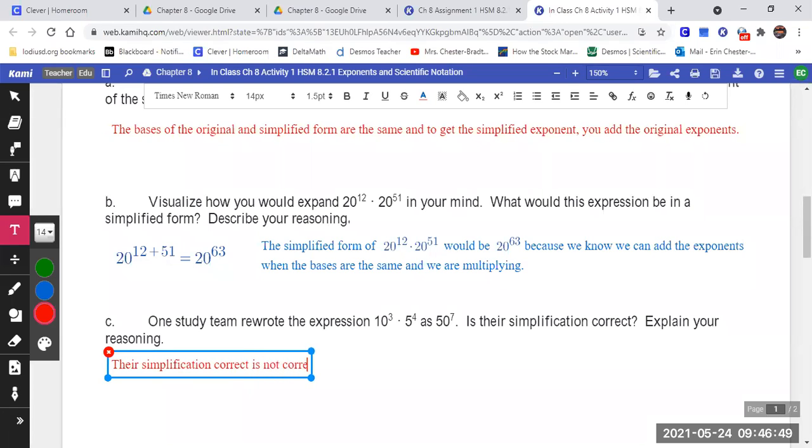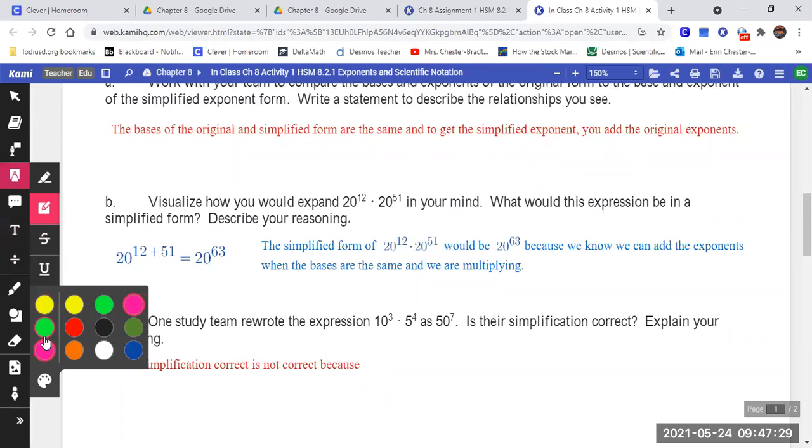It's not correct because, okay, so why is it not correct? What did they do wrong? Why can't they make 10 to the third and 5 to the fourth into 50 to the seventh? Look at what we just said on part B and incorporate that and tell me why. The bases were different. Yeah, 10 and 5 are not the same base.